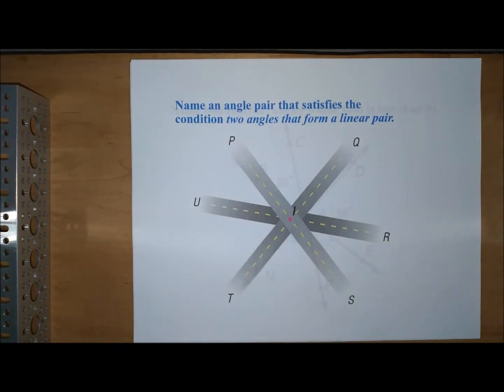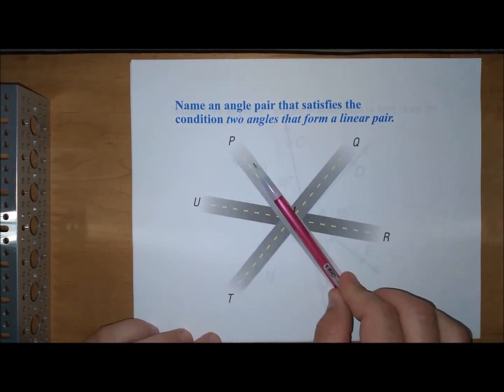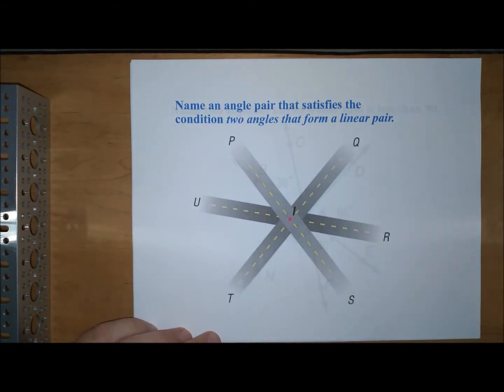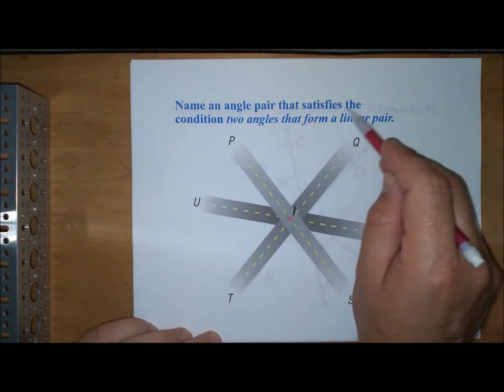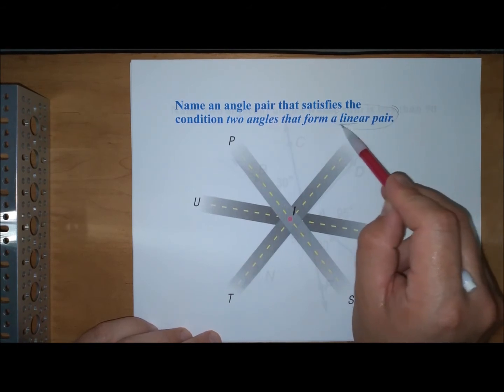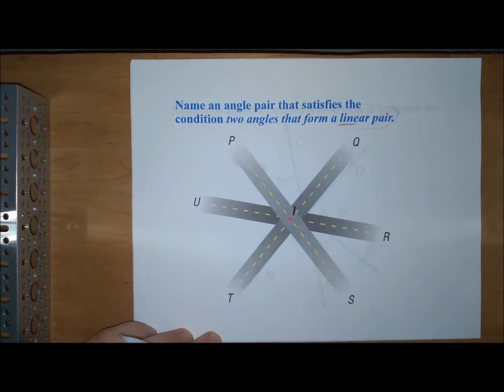All right, here, could we name an angle pair that satisfies the condition? Two angles that form a linear pair. So we have a lot of straight lines, roads representing straight lines that go straight through. So we do have a lot of things to choose from here in order to find our linear pair. Remember, pair means we're looking for two angles, and linear means we're looking for a line. When you put them together, they should form a straight line.